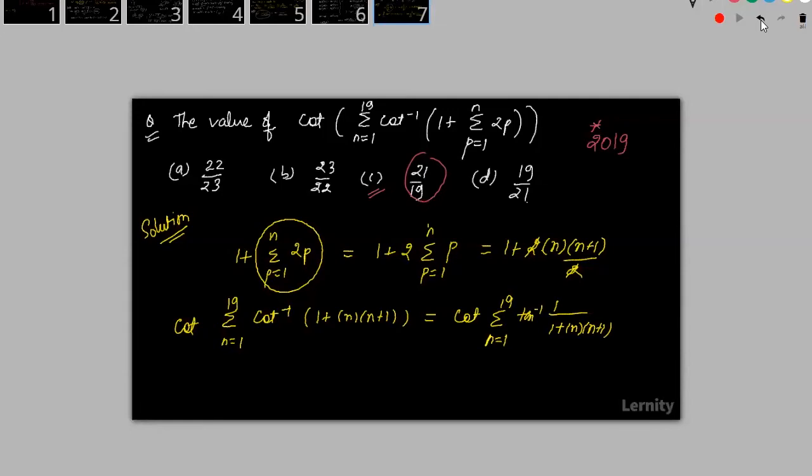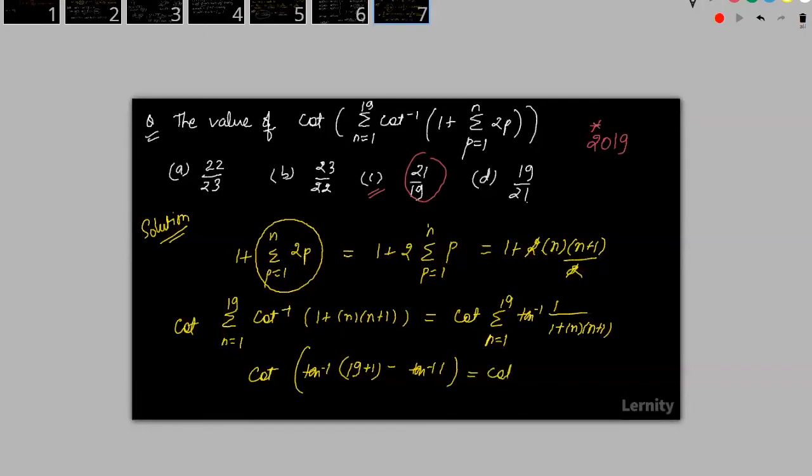So this will simply become cot of, the first and the last term will remain. So this will become tan inverse of N plus 1, so N is 19, so 19 plus 1, minus tan inverse of the second term, 1. So this is tan inverse of 19 plus 1 minus tan inverse of 1.